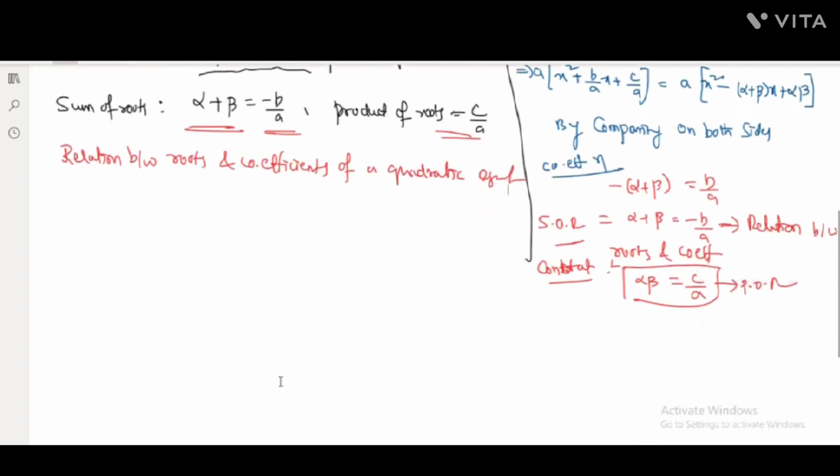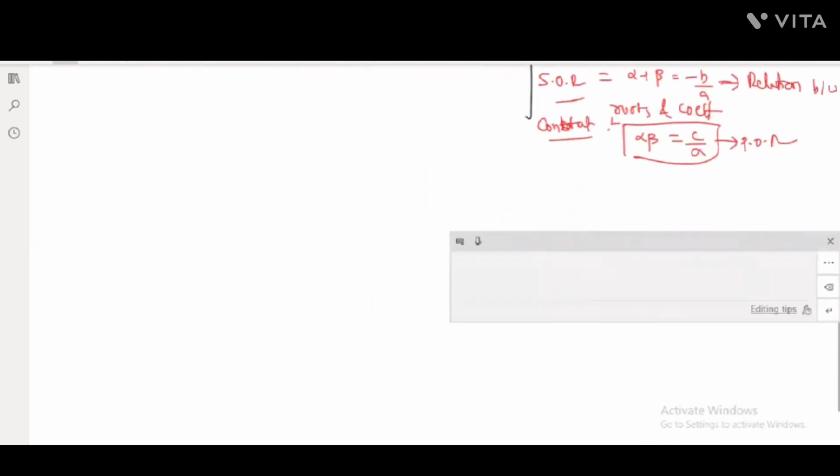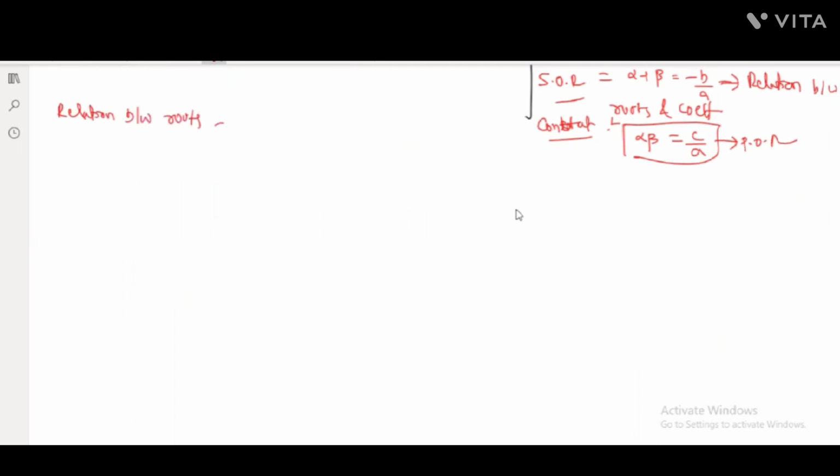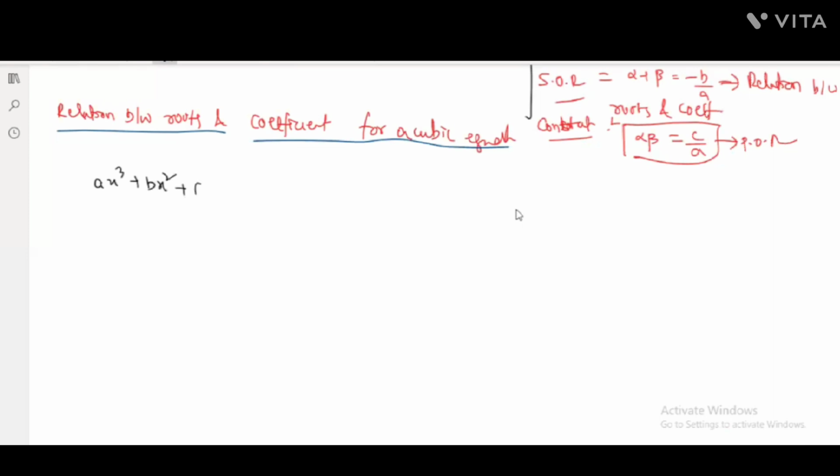Let's see what is the relation between roots and coefficients for a cubic equation. Let's see how to take this. The general form of a cubic equation is ax cube plus bx square plus cx plus d is equal to 0, provided a not equal to 0. Let us assume alpha, beta, gamma are the roots of this cubic equation.